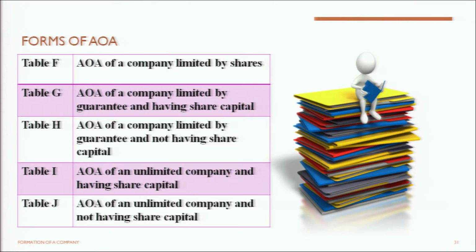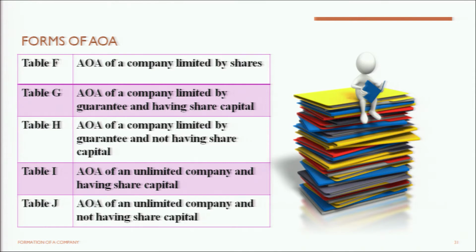If your company is a company limited by shares, you can resort to Table F for the model form of Articles of Association. If your company is limited by guarantee and has share capital, you can resort to Table G. If your company is limited by guarantee and does not have share capital, a pure guarantee company, you can resort to Table H.